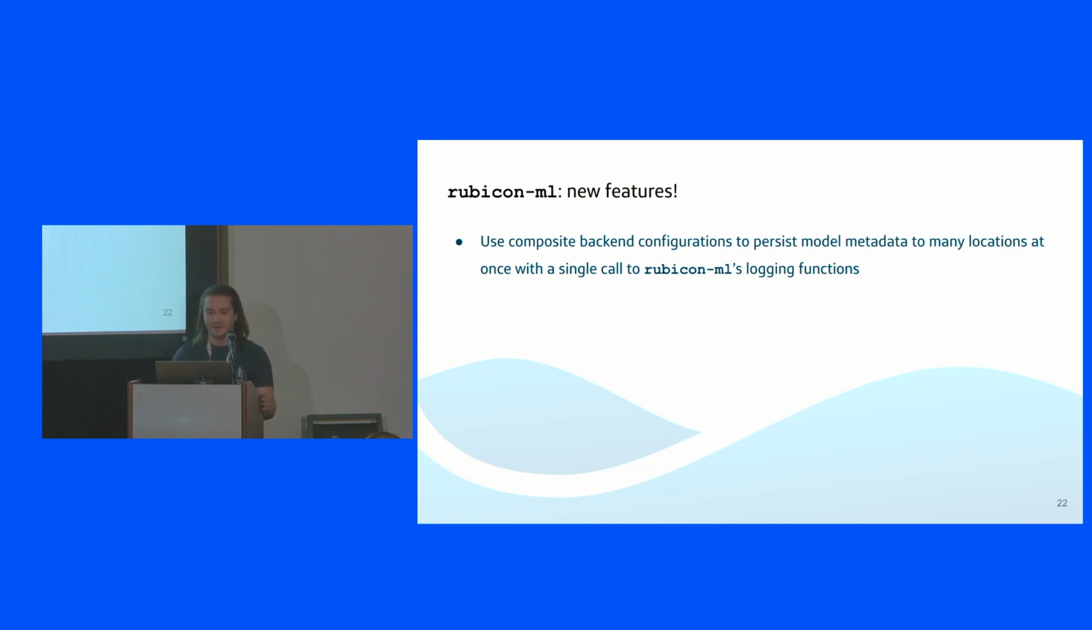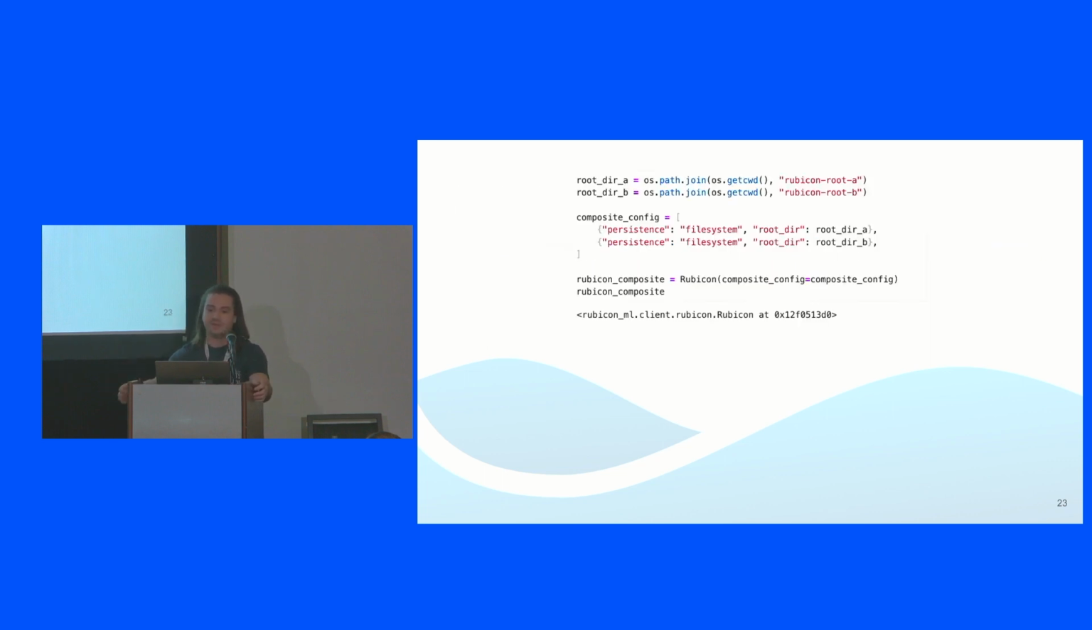So, as I already showed, we have a number of different backends, but the way we previously did it is, you would do one at a time, or if you wanted other ones, you would just need to repeat that code. Now, we have implemented what we call composite backends, so you can configure any arbitrary number of backends as you'd like. This example here is a bit contrived. We're just logging to two separate local file systems, a Rubicon root A and a Rubicon root B.